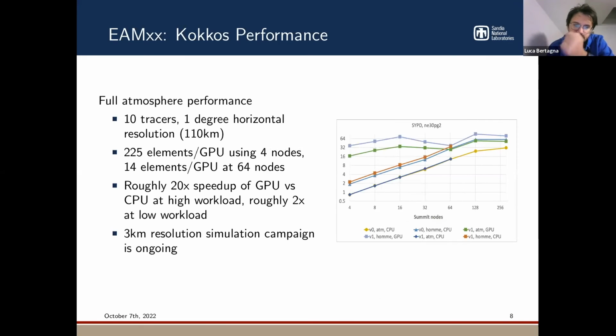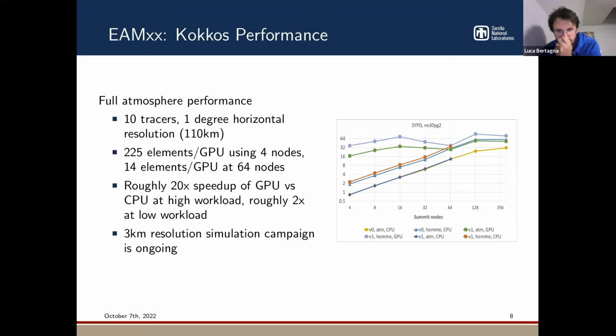So we ported the full atmosphere in E3SM to run on GPUs, including physics parameterization. And we're currently in the process of running the 3-kilometer resolution simulation campaign on Summit. I don't have the numbers for the full 3-kilometer simulation campaign, but I have some numbers for the 1 degree horizontal resolution. That's roughly 110 kilometers at the equator, still including 10 tracers. So that's the same as before.